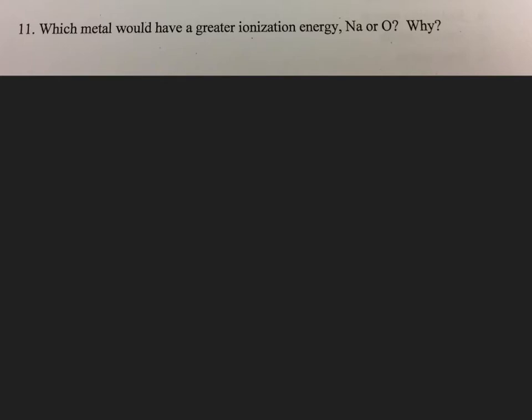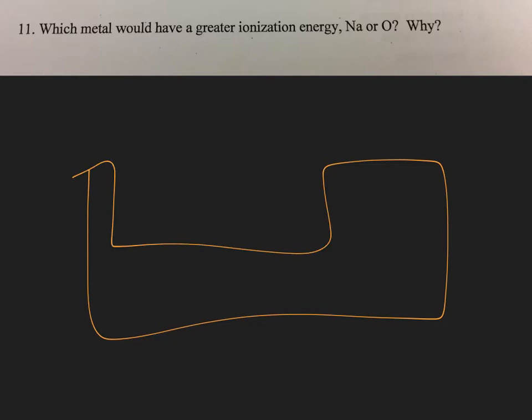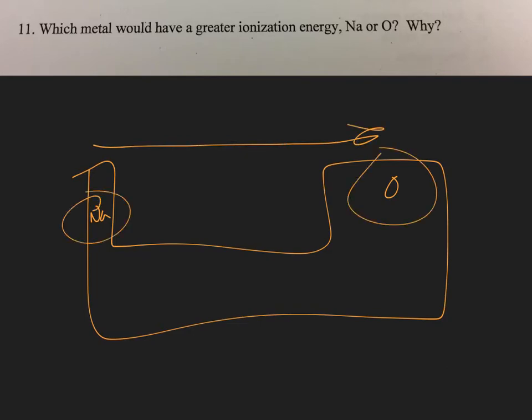So, sodium. Looking at the periodic table, sodium is over here and oxygen is over here. Remember that atoms get smaller as you go from left to right, so oxygen is much smaller than sodium. Since oxygen is smaller, its electrons are being held closer to the nucleus. So oxygen would be able to attract electrons more strongly, which would give it a higher ionization energy.